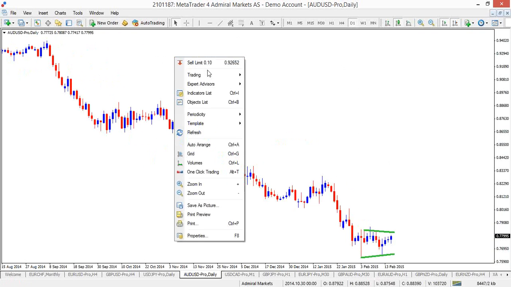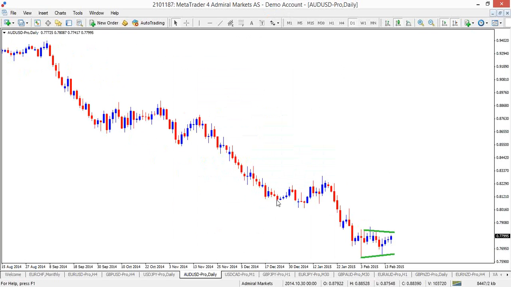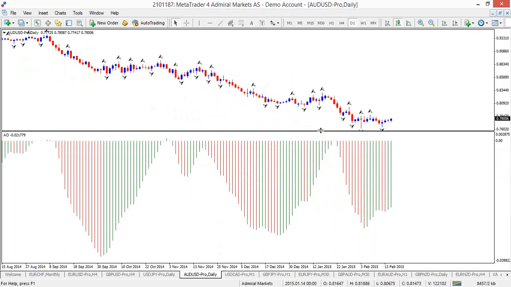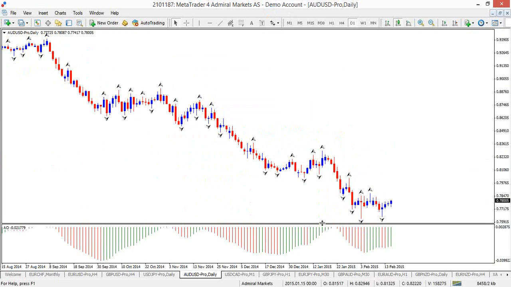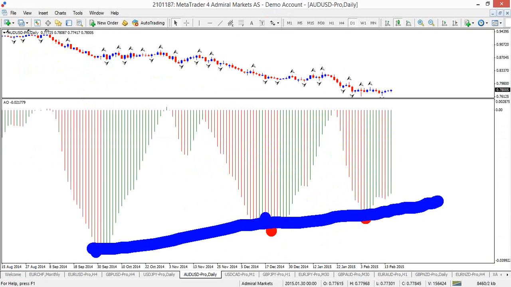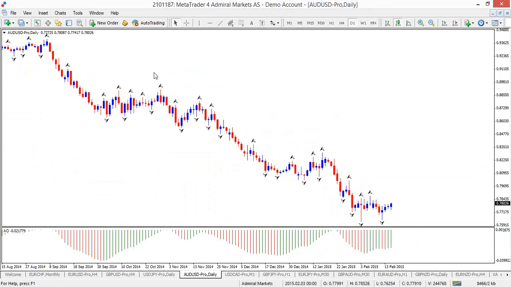Is there any hint of divergence? Let's take a look. Yes, a bit. Not all too much, but this low is a bit lower than this one. And this one, of course, is again lower than the first one. So we have lower lows on price, but not so much on the oscillator, which means that we could be in a retracement mode. And although there is a downtrend, shorts are probably a bit risky at this point.